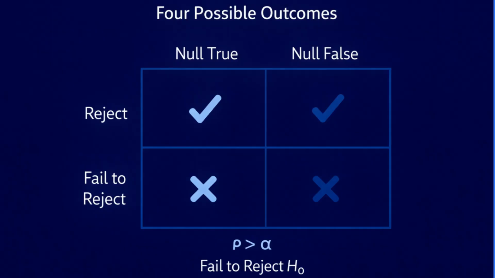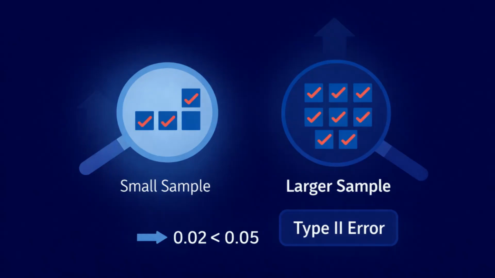There are 4 logical possibilities in a hypothesis test. The null hypothesis can be true or false. Our decision can be reject or fail to reject. 2 of these combinations are correct decisions. 2 are errors. A type 1 error occurs when we reject the null hypothesis even though it is actually true. This is a false alarm. We conclude there is a difference or effect when there is not. The probability of a type 1 error equals the significance level.